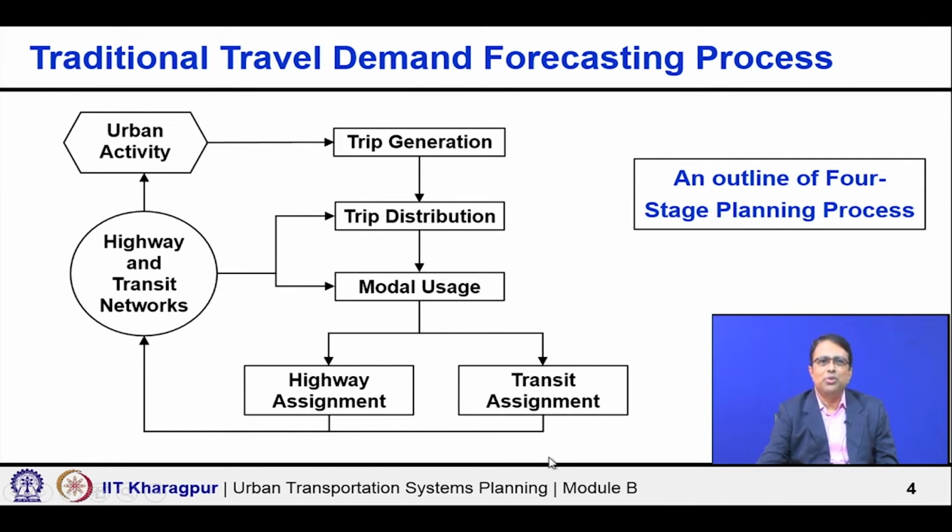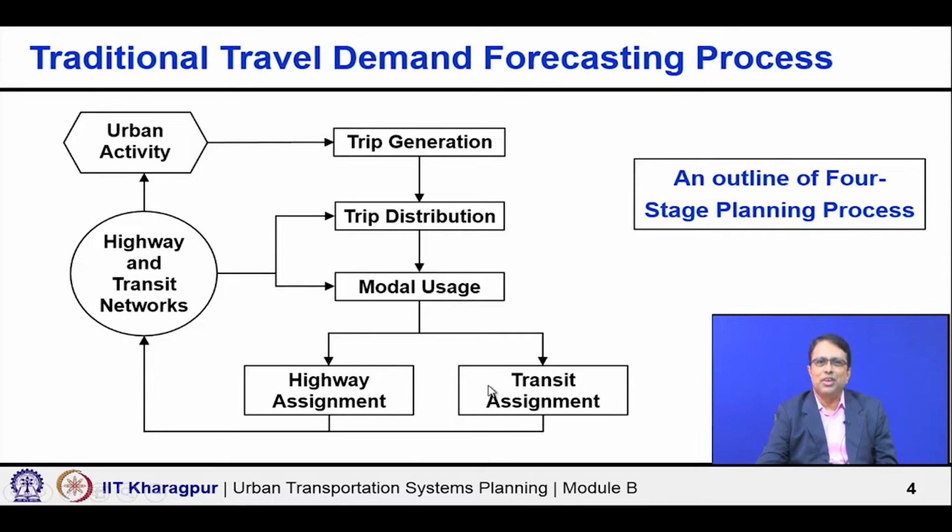Here actually I am showing it as 2 different boxes. One is highway assignment, the other is called transit assignment. Now, why these 2 boxes? Because the principle followed for assigning traffic is different for private vehicle and the public transport mode.